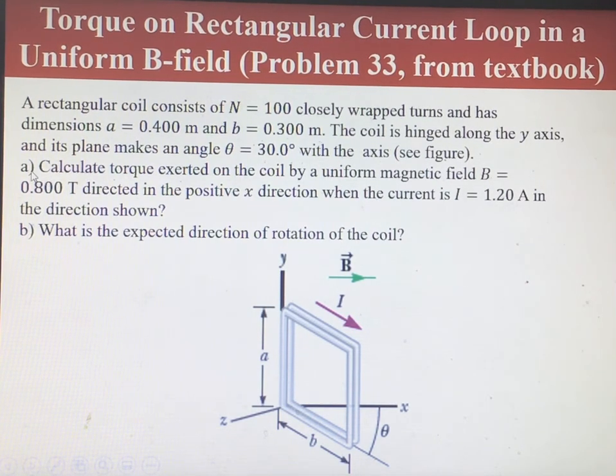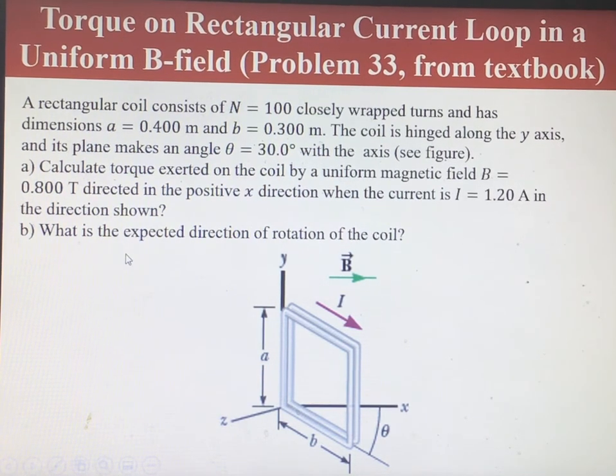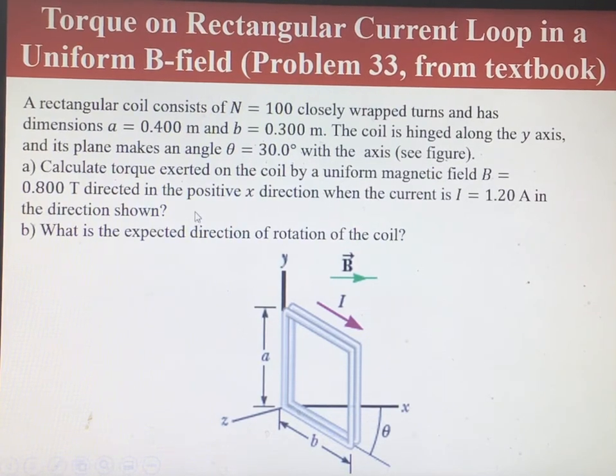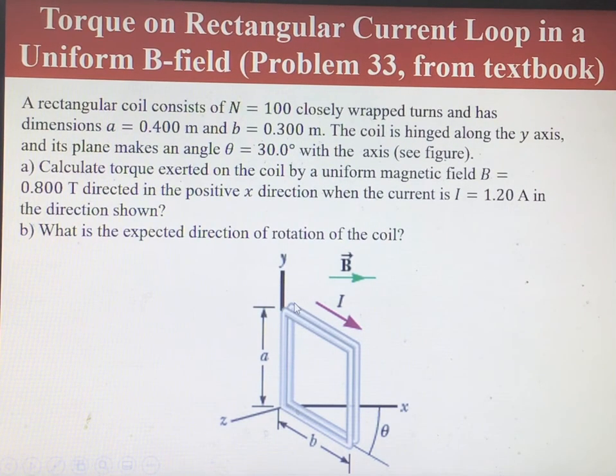Now for part A, it's going to ask us to calculate the torque exerted on the coil by a uniform magnetic field of magnitude 0.8 Teslas that is directed in the positive x-axis when the current is equal to 1.2 amps. So we want to calculate the torque, both the magnitude and direction. And then once I know the torque, I'm going to try to find out what is the direction of rotation of this coil.